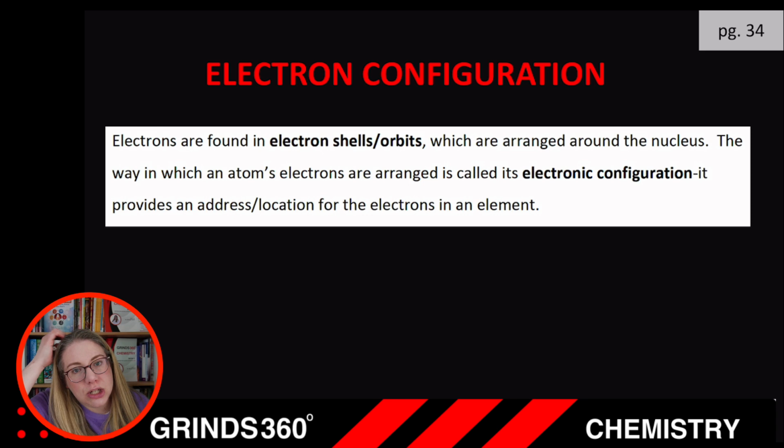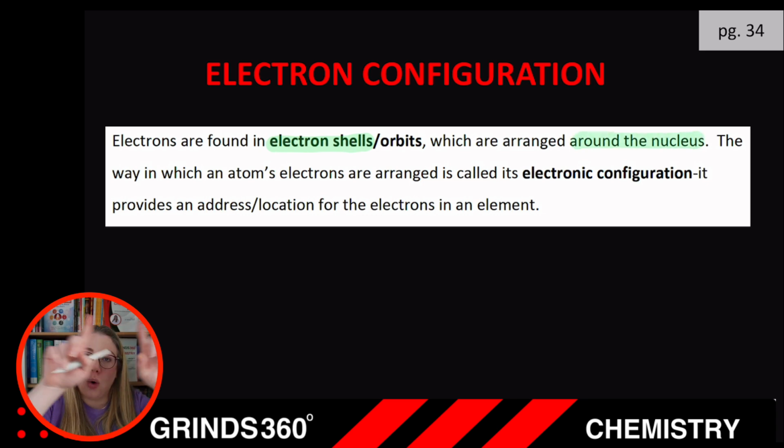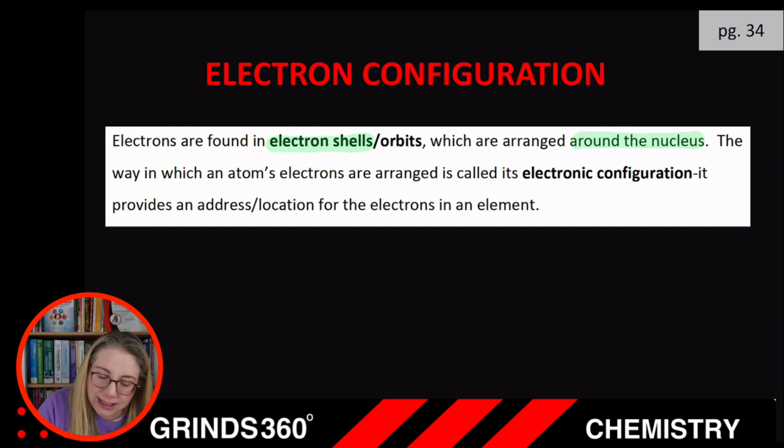Now, next up, I'm going to show you how to write the electron configuration of an atom. Now, this is quite important. Electrons are found in electron shells or orbits, which are arranged around the nucleus. So they go around the nucleus in these paths. The way in which an atom's electrons are arranged is called the electron configuration. It provides an address or a location for all of the electrons in an atom of an element. So it's basically telling you how many electrons you have in each of the rings around the nucleus.